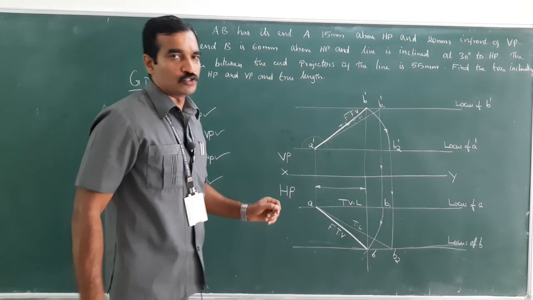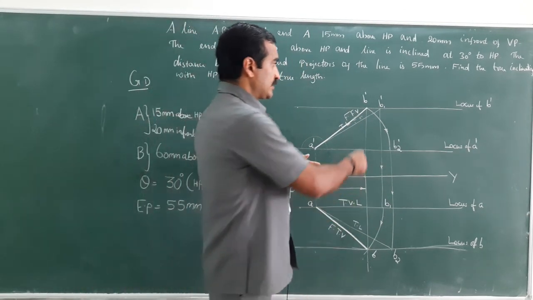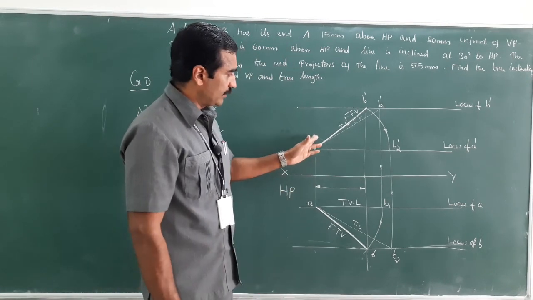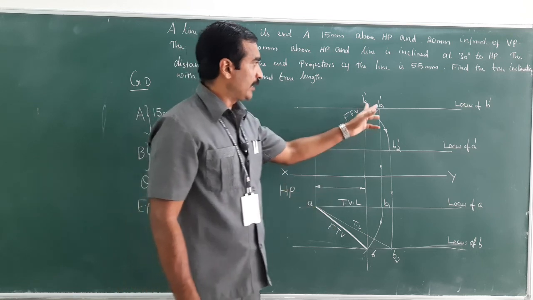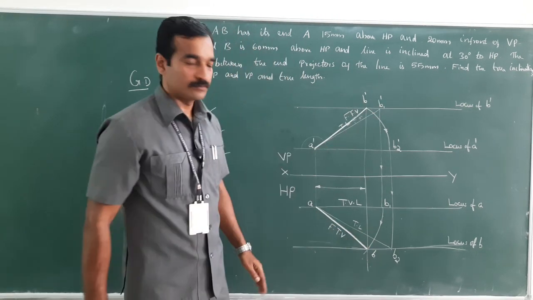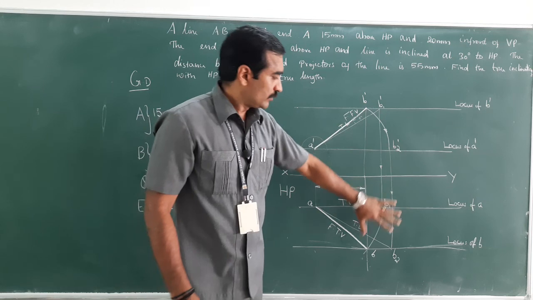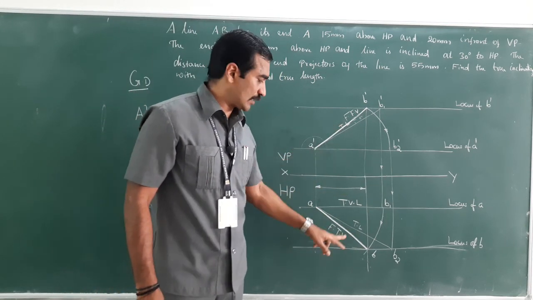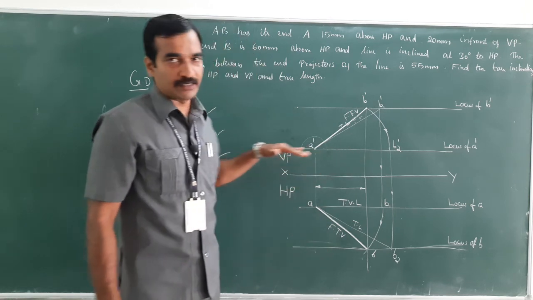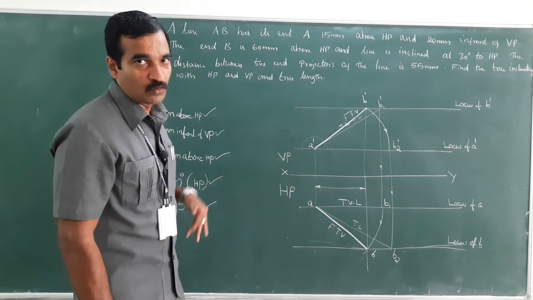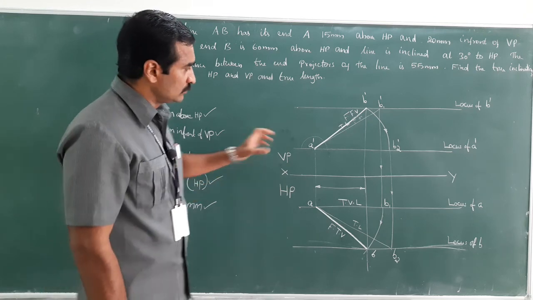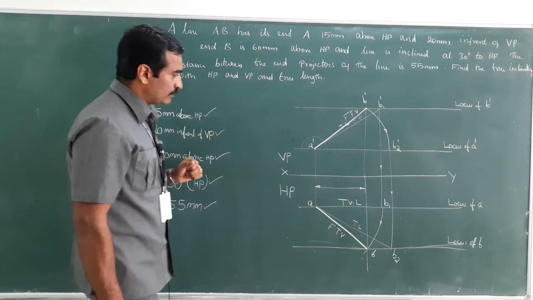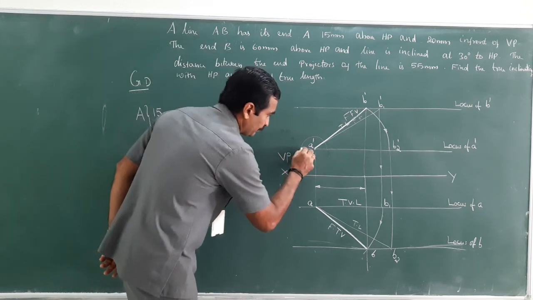So don't get confused. The end projector is nothing but the horizontal distance on the XY line between the projectors A dash A and B dash B, right? So by doing this, I got the projections of the straight line, the final front view as well as the final top view. I have completed the projections. Now, what is left out? I need to do the dimensioning here. So let me just start with 15 mm above HP.